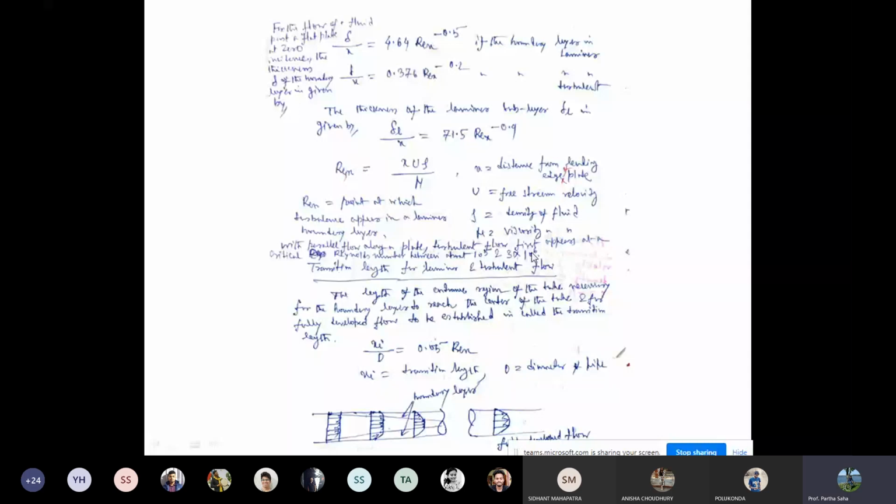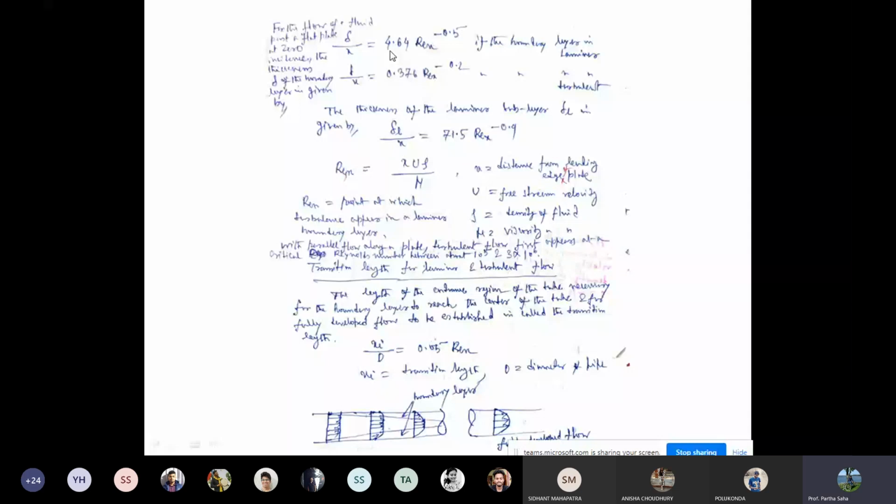Now, for the flow of a fluid past a flat plate at zero incidence, the thickness delta of the boundary layer is given by delta by x equals 4.64 times the Reynolds number. You see here x is coming, Rex is given. You have not seen this x when you do the numerical for fluid flow through a tube, but the x comes here because it is fluid flow through a flat plate, where x is the distance along the plate. X is the distance from the leading edge. So 4.64 Rex to the power minus 0.5.